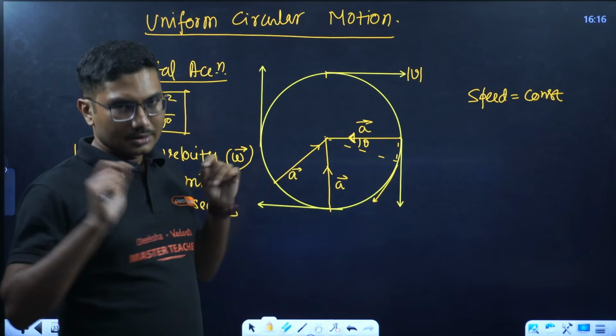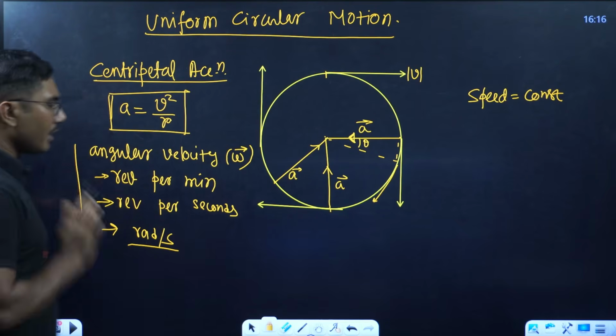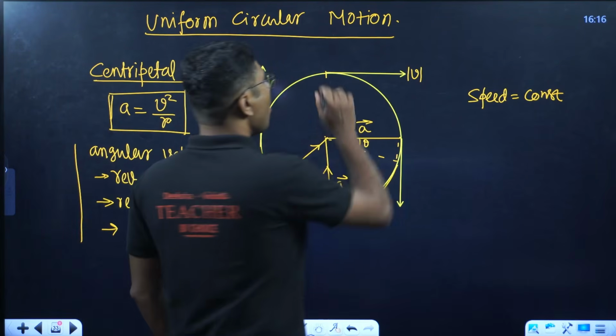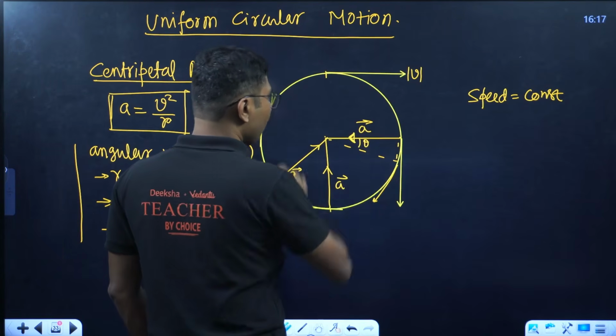So that is okay. Now how to convert revolution per minute into radian per second? Now remember that one complete revolution means 2 pi.